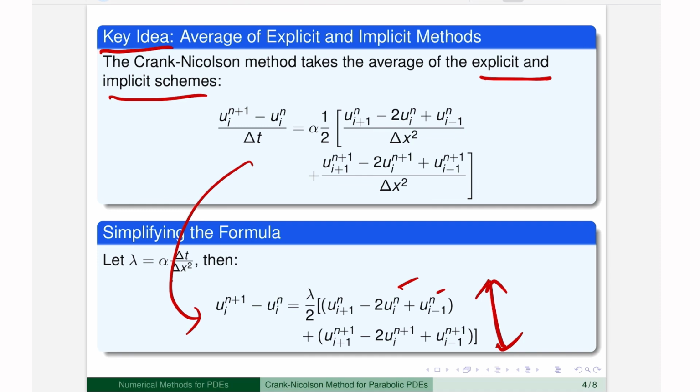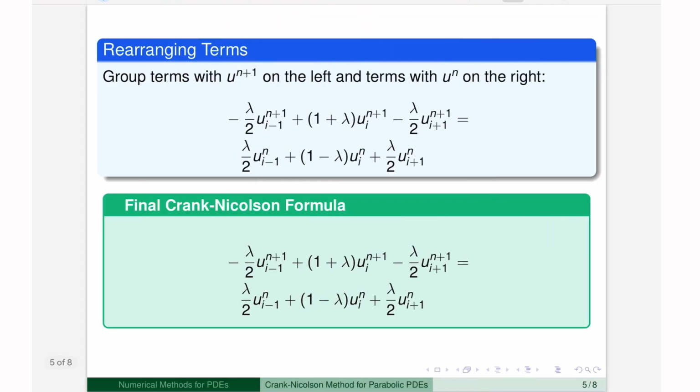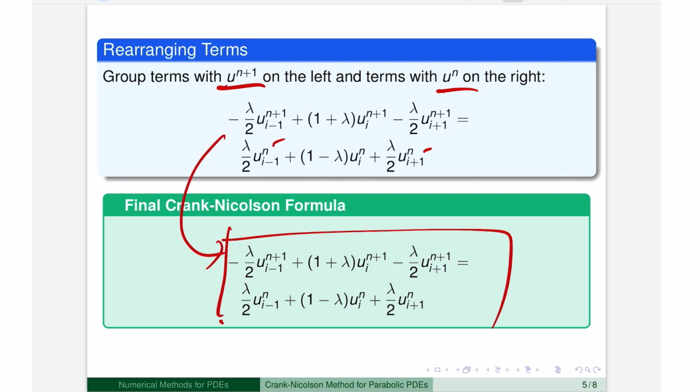So this is actually the Crank-Nicolson method's equation. Now if I segregate the n+1 terms and the n terms, it will be: minus lambda by 2 u_(i-1)^(n+1) plus (1 plus lambda) u_i^(n+1) minus lambda by 2 u_(i+1)^(n+1) is equal to lambda by 2 u_(i-1)^n plus (1 minus lambda) u_i^n plus lambda by 2 u_(i+1)^n. This is nothing but the Crank-Nicolson formula.